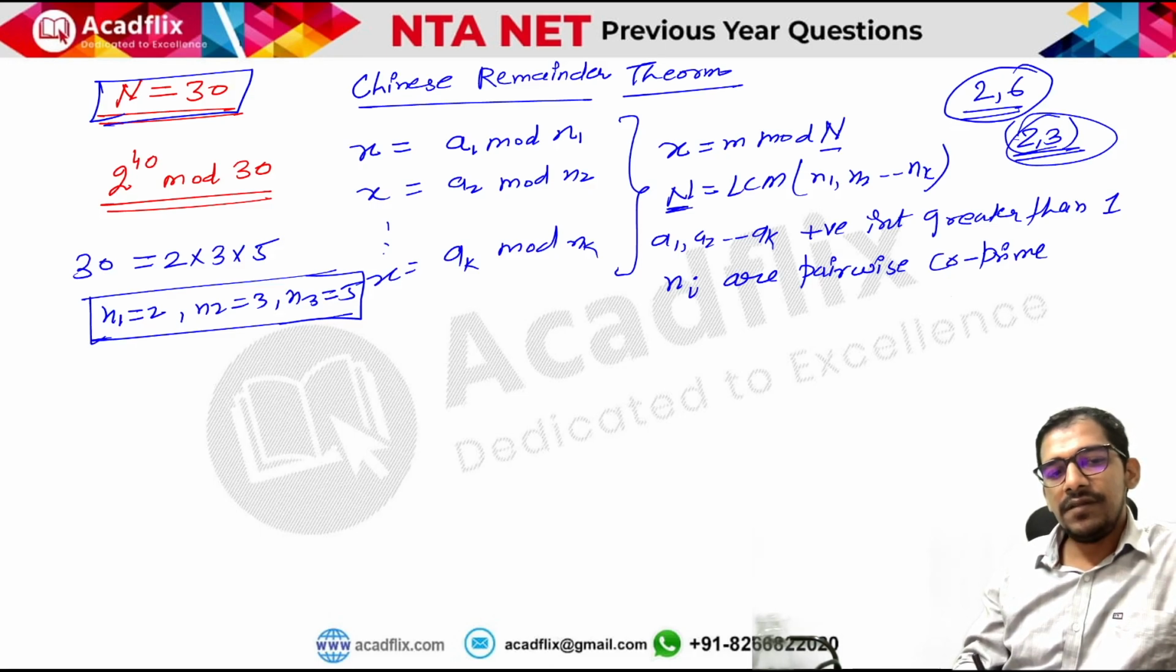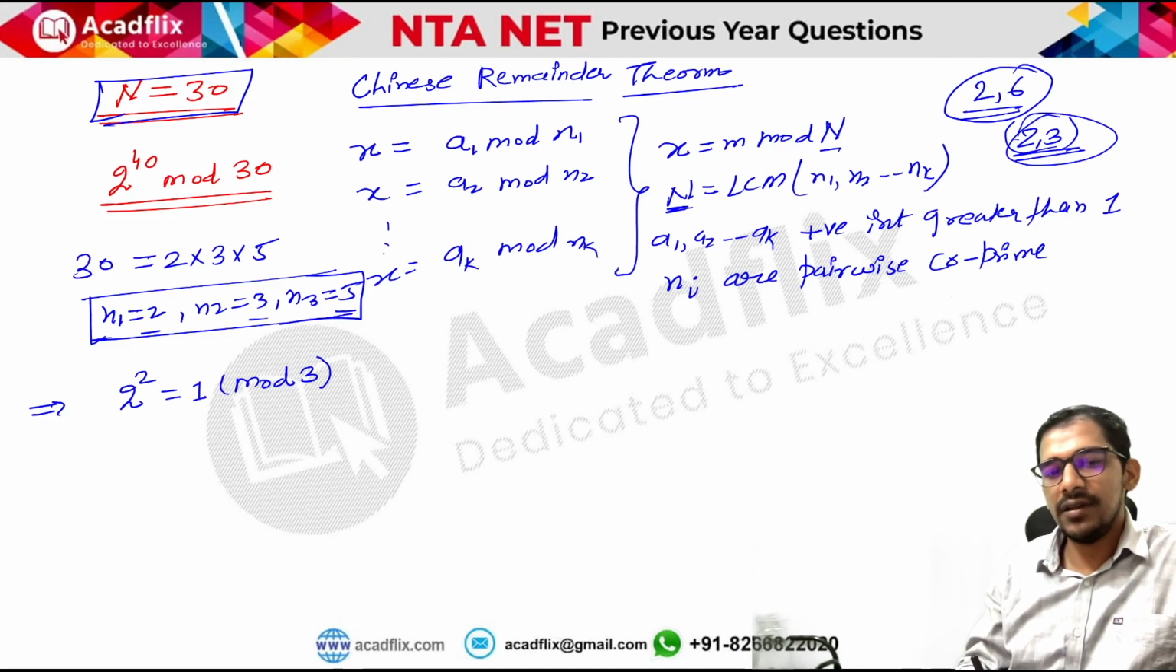What we can do is, because we have 2 and 3 and 5, first let us see, using Fermat's theorem, we can say that 2 to the power 2 will be equal to 1 mod 3, right? That is a to the power p minus 1 equal to 1 mod p. So p is here 3 and a is 2. Using the same theorem, we can say that if we have 2 to the power 40 mod 30, right? So we are taking first with the 2, then 3, then 5.